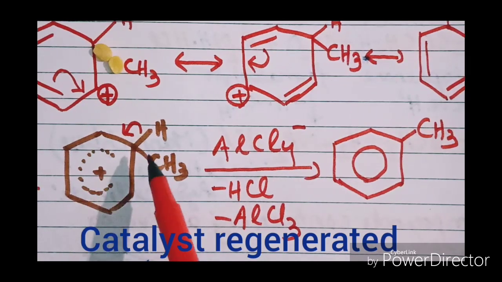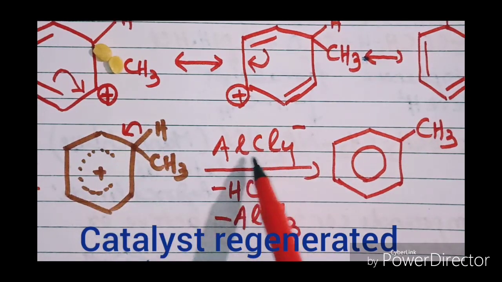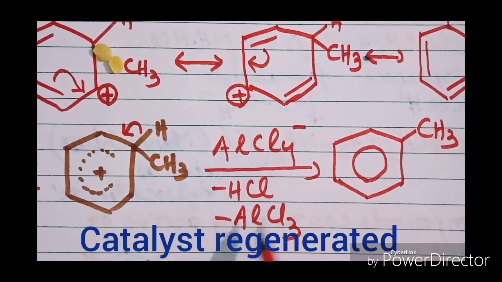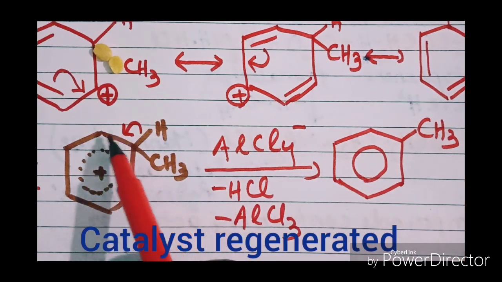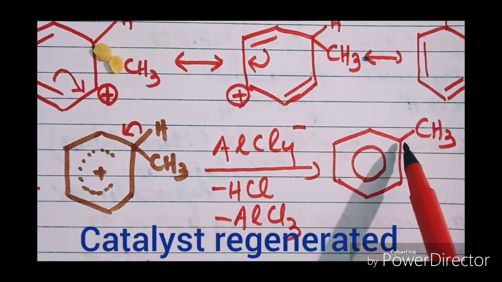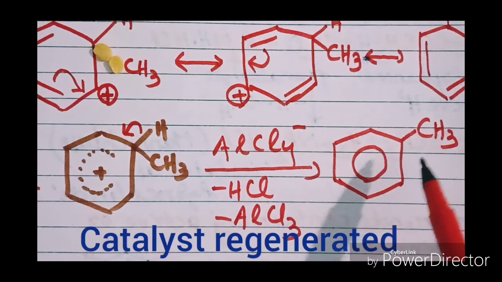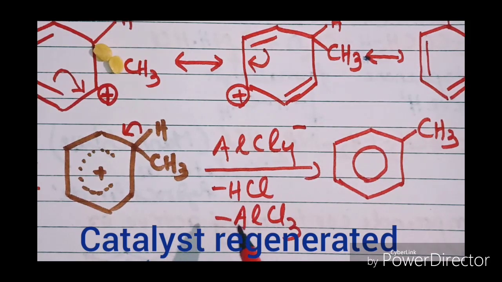You see, this H plus will take Cl minus from AlCl4 minus and becomes HCl. AlCl3 is regenerated because it is the catalyst. This is the halogen carrier, and the product is toluene. CH3 group is connected to this benzene ring by substituting one hydrogen atom. This is toluene, and in this case the electrophile is CH3 plus. This reaction is popularly known as electrophilic substitution reaction, and the name of this reaction is Friedel-Crafts alkylation.